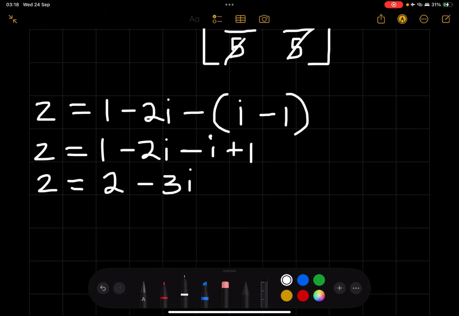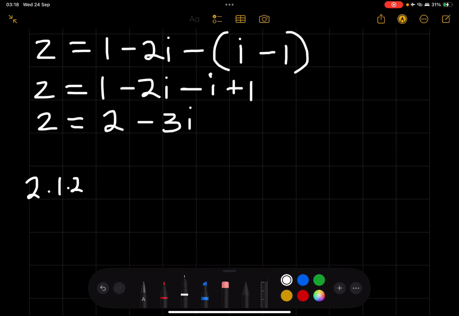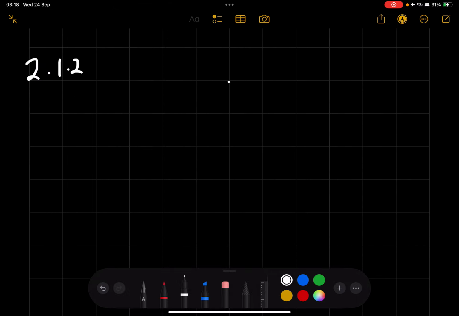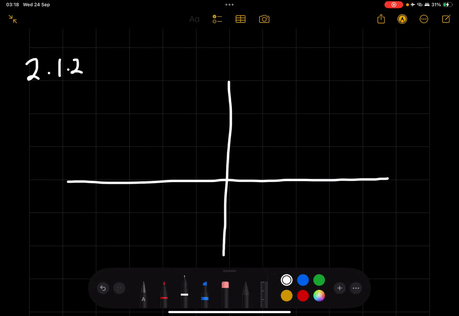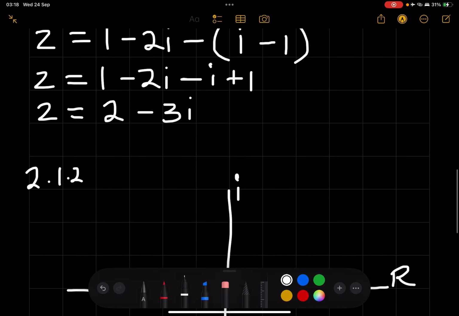And then if you check here, the second question, 2.1.2, they want us to represent z in the Argand diagram. The Argand diagram. Remember, on the Argand diagram, we have this. This is the real part. The x-axis is the real part. This one is the imaginary part. Right? So we just have to plot a point. And the point that we have here, if you check, the x is the real part, the y is the imaginary part. So we have the point 2 coordinate minus 3.